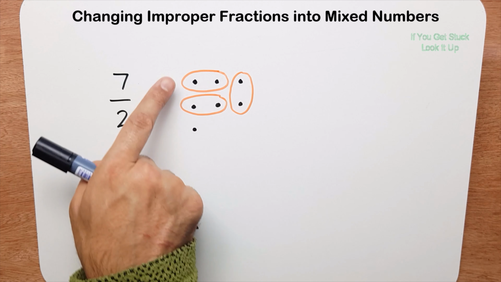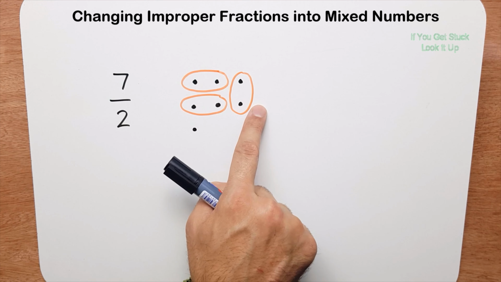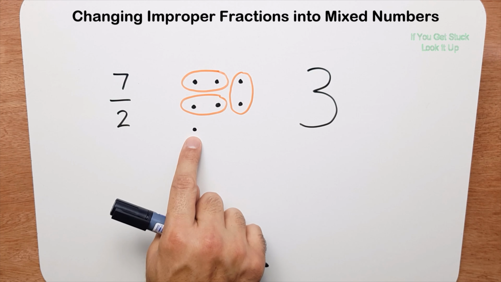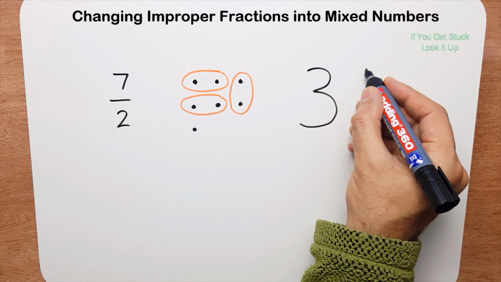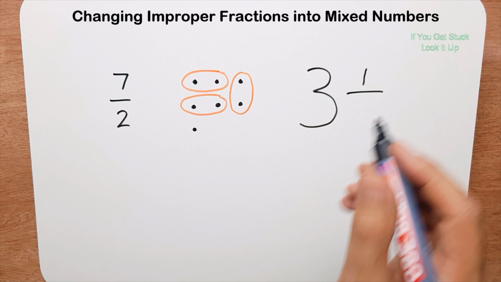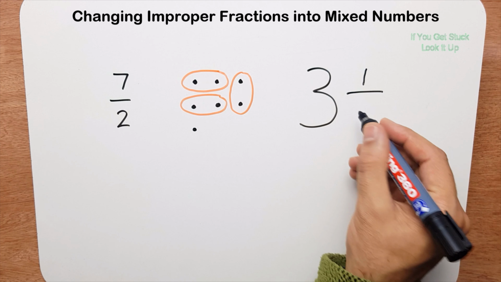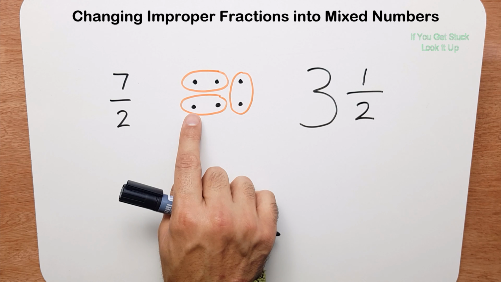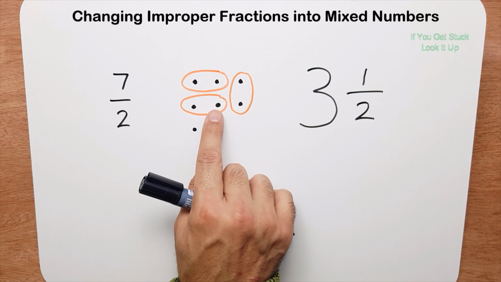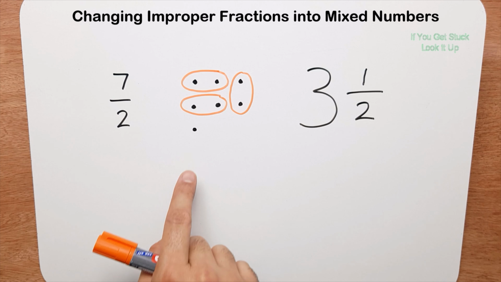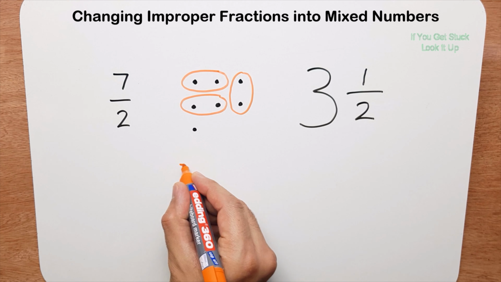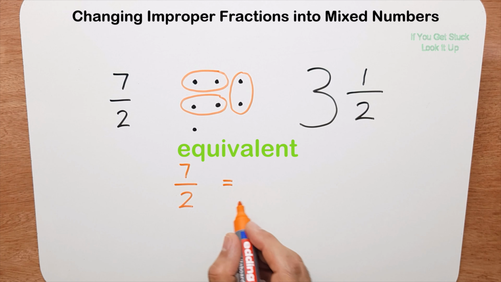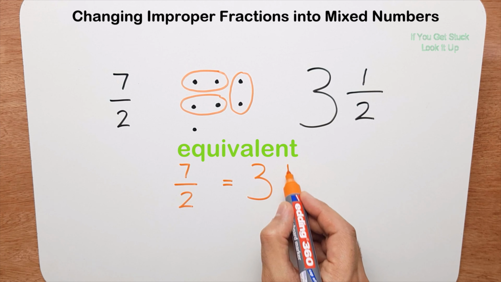Now I count the number of groups. 1, 2, 3. And that's the big 3. My remainder is 1. That goes at the top. There's my fraction line. And this 2 goes straight to the bottom. Or this 2 is how many pieces have I got in each group? 1, 2. And that 2 goes there. So I can say the improper fraction 7/2 is equal to or equivalent to 3 1/2.